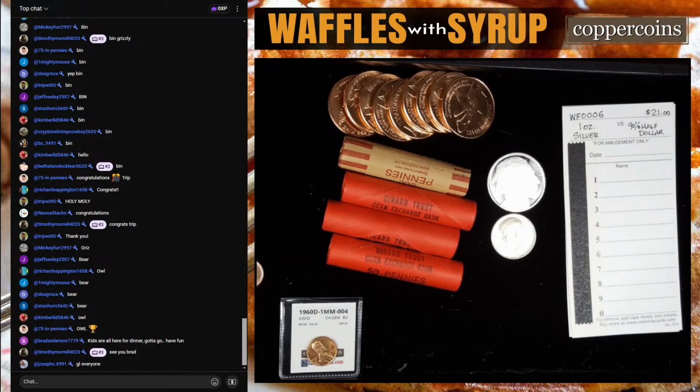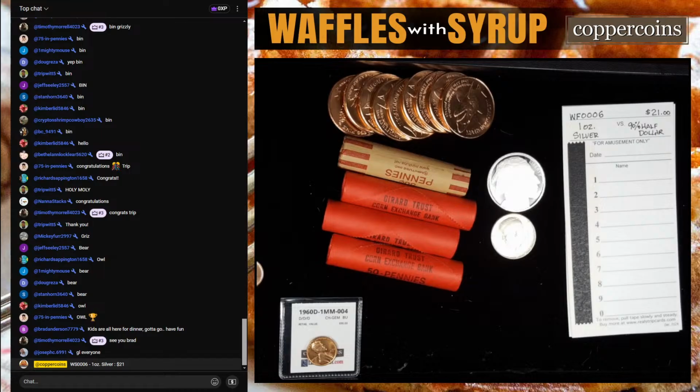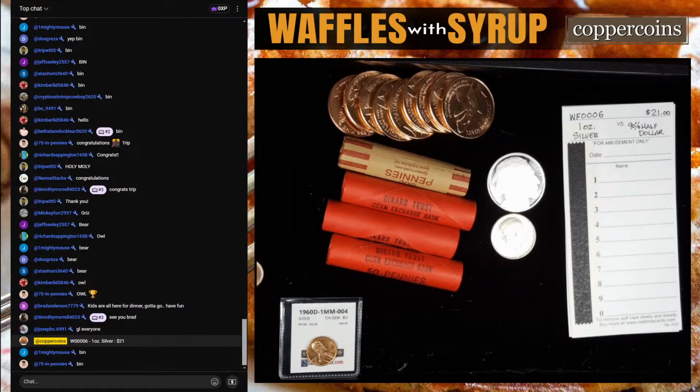Let's do the title here. I've got to have 10 people in on this. All right, 1 ounce silver versus a Kennedy half. A $21 buy-in. That's silver price from like 5 years ago. All right, let's count it down. 5, 4, 3, 2, 1, go. All right, we've got James Valley, 75.